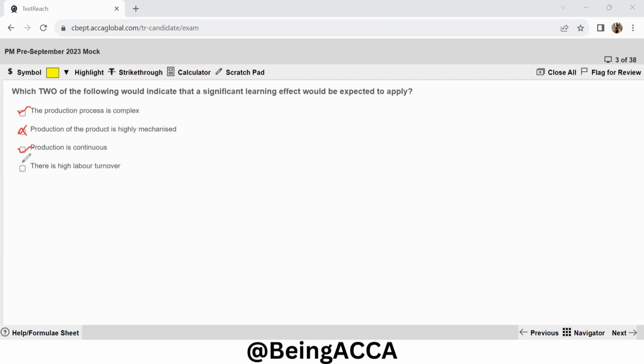And then there is high labor turnover. This also will not lead to a significant learning effect, because even though you are doing something repetitively, the people who are doing it are changing because of your high labor turnover. So in this case also, there will not be a very significant learning effect. Now let's move to the next question. This is question number 4.